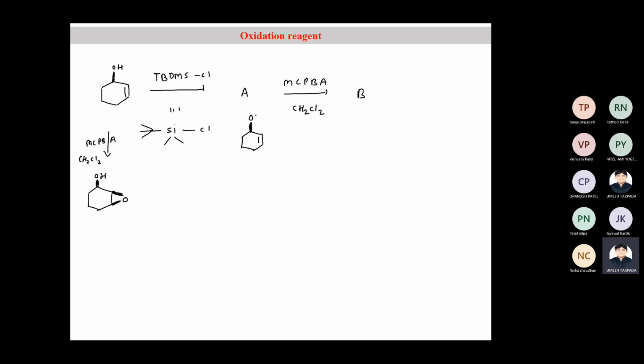Oxygen may attach with silicon, which is having 2 methyl groups and 1 tertiary butyl in this way. So the byproduct is HCl. Now this is a sterically hindered group, a bulky group. So epoxidation takes place in the opposite direction. There is no chance of hydrogen bond now.